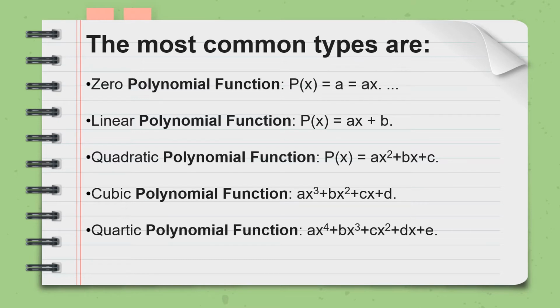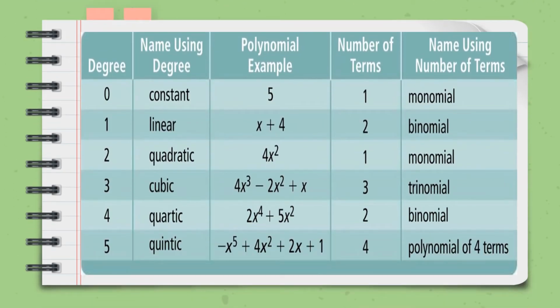The most common types are the zero polynomial function, linear polynomial function, quadratic polynomial function, cubic polynomial function, and the last one, quartic polynomial function. We can classify or identify a polynomial using the degree and the number of terms. Example number 1 is 5. That is a constant, degree 0. Number of terms, 1. So we call that a monomial.